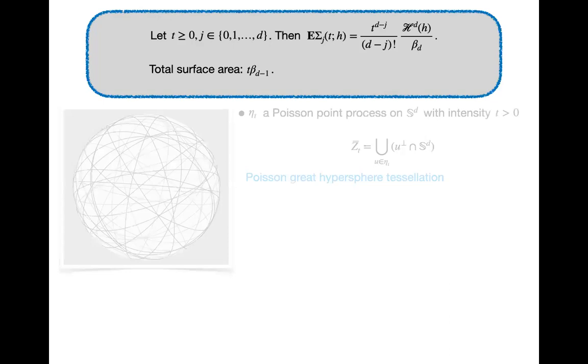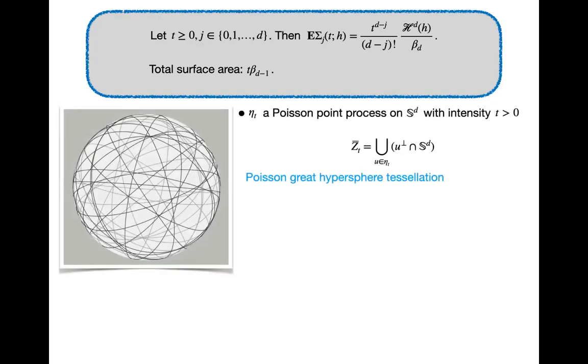And what I would like to do next is to compare with another standard model from spherical stochastic geometry, which is the Poisson great hypersphere tessellation. So how is this constructed? Well, you take a Poisson point process on the sphere, which is rotation invariant and has intensity t. To each point, you associate its orthogonal complement.